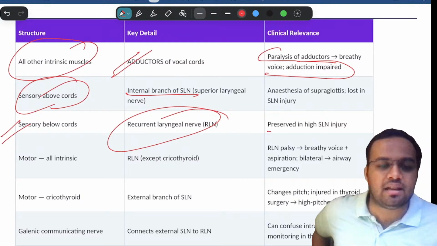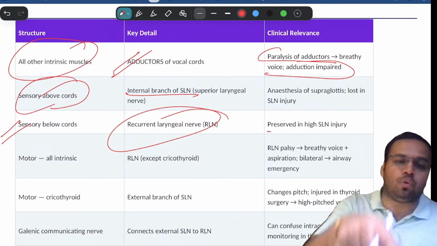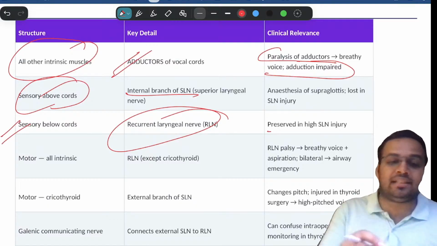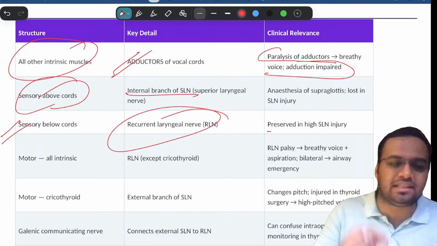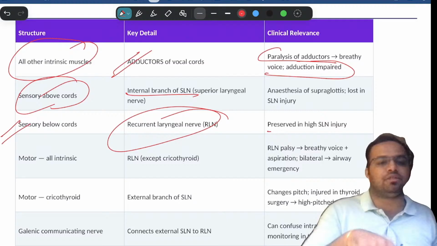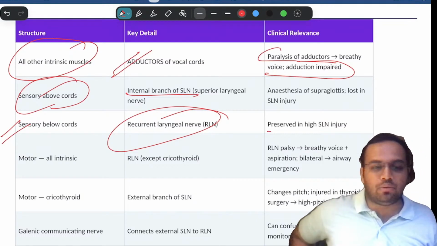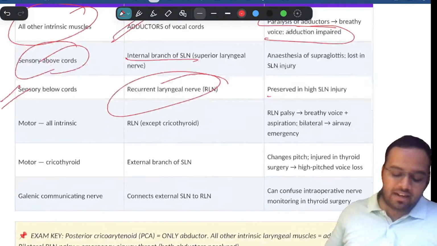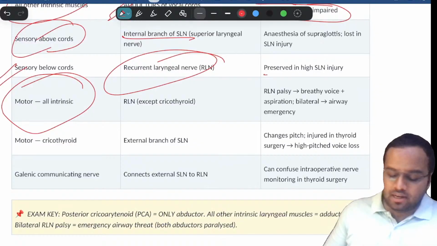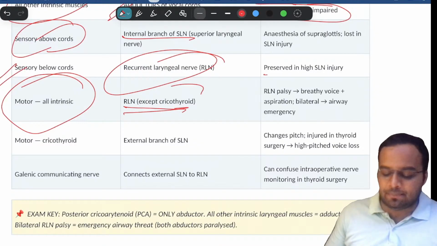So superior laryngeal nerve and inferior laryngeal nerve. The superior laryngeal nerve is going to divide into two components, internal and external. The external branch is going to supply the muscle, and the internal branch is going to give the sensory supply. So that is how the laryngeal nerve is divided. All motor components are supplied by the recurrent laryngeal nerve except the cricothyroid.